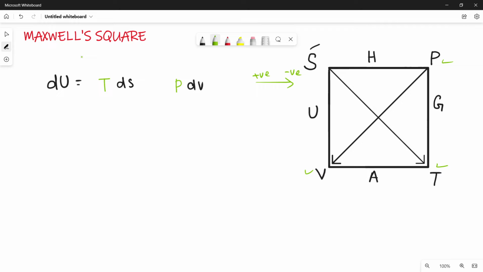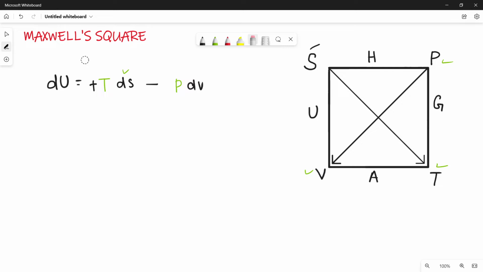Here the signs depend on S and V. S is present near the tail portion, so I have to put the positive sign. And here, not the P, the V. V is present near the arrowhead, so I have to put the negative sign. So here I got the relation for dU, that is TdS minus PdV.